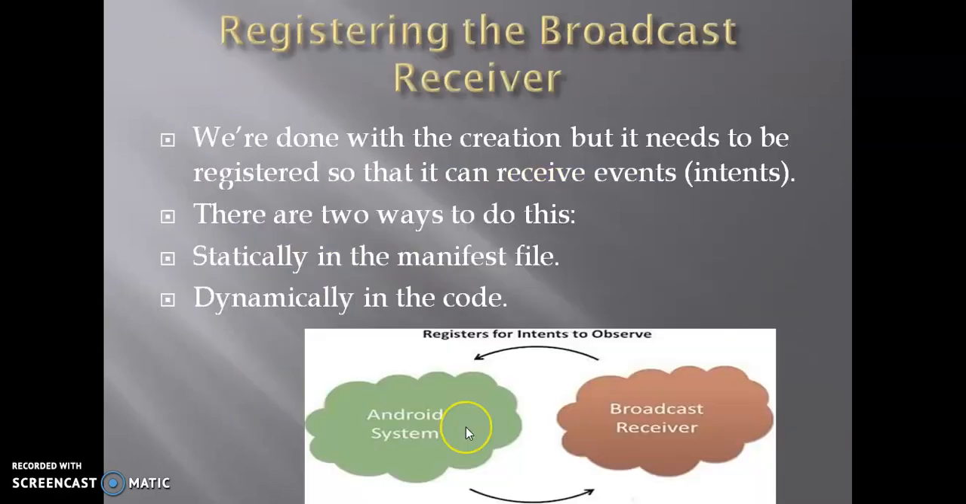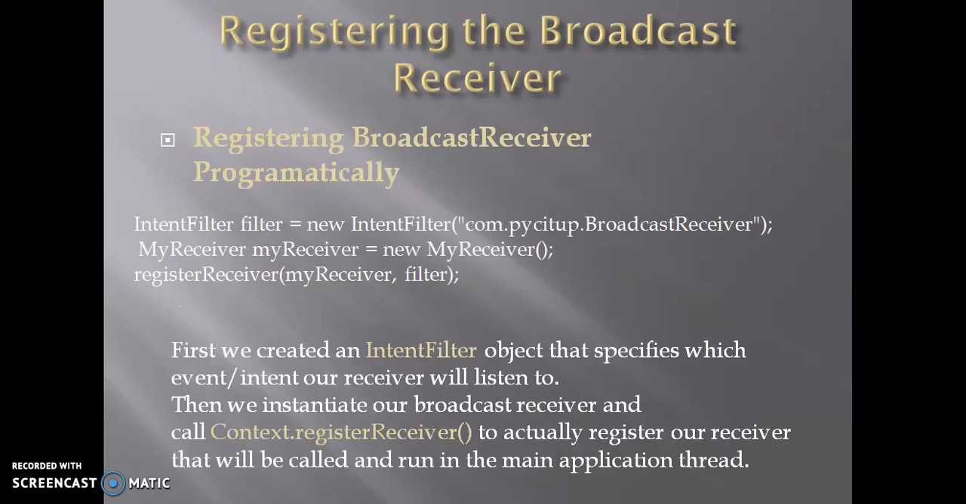So here you can see a figure. This is the Android broadcast receiver. There is an Android system and a broadcast receiver, and this broadcast receiver registers basically for intents to observe something, and if the intent has occurred, the system notifies the broadcast receiver. This is the idea of the broadcast receiver. Okay, so this is all about broadcast receivers.